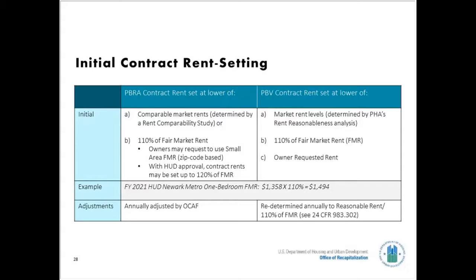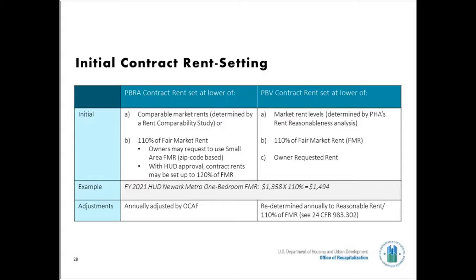A PBV contract is slightly different, where the rents will be determined at the lesser of a rent reasonableness analysis conducted by the PHA, or 110% of fair market rent, or the rent that you have requested. So again, for PBV contract rent setting, it will be the lower of A, the PHA's rent reasonableness analysis, B, 110% of fair market rent, or C, owner requested rent.